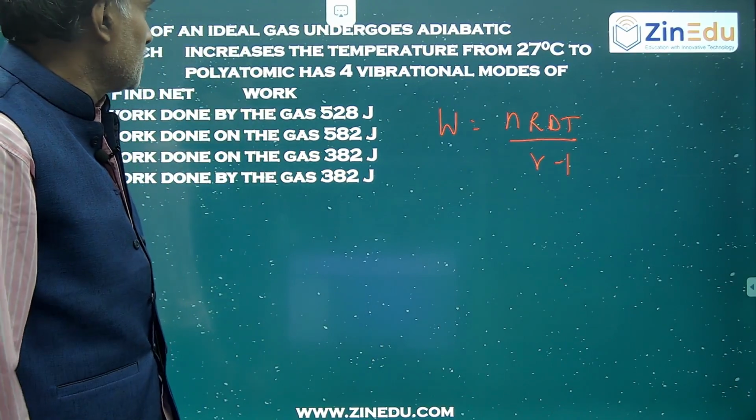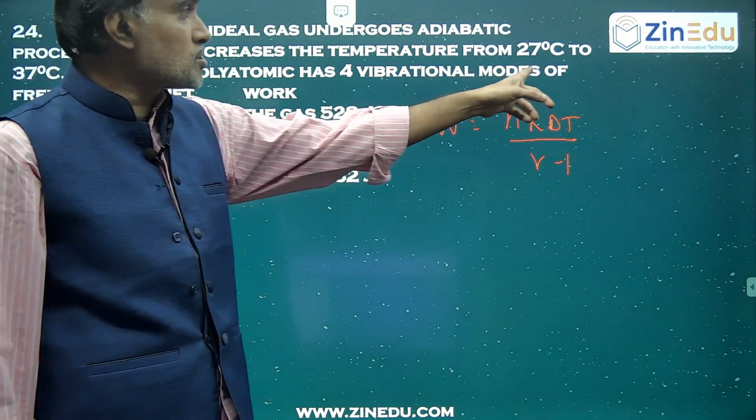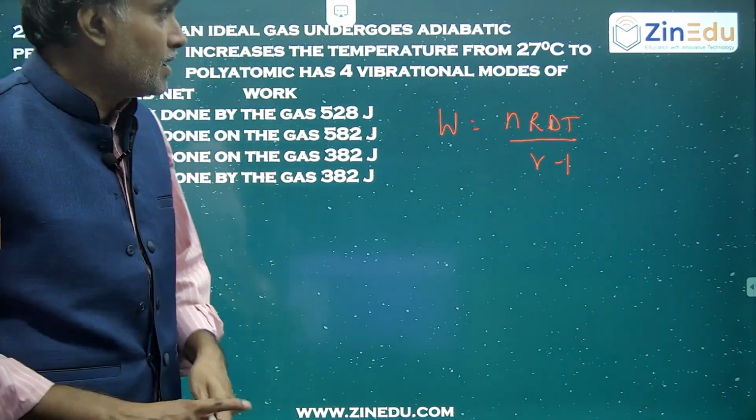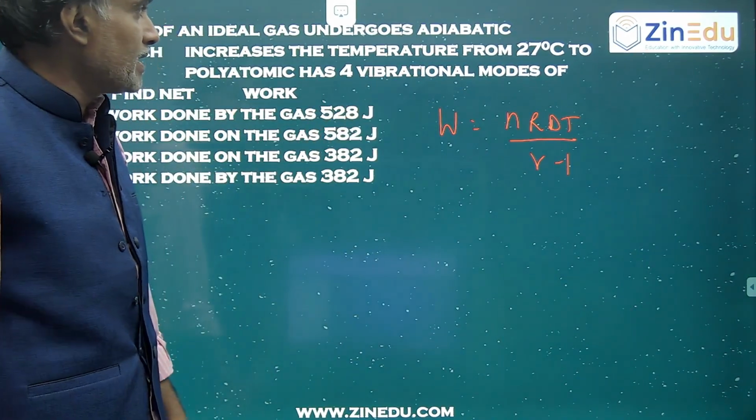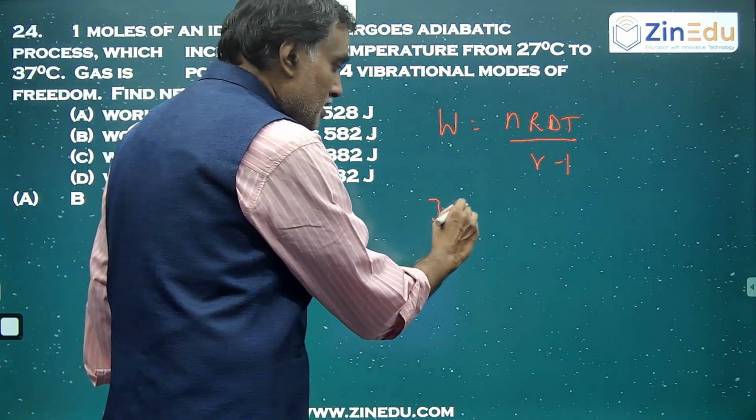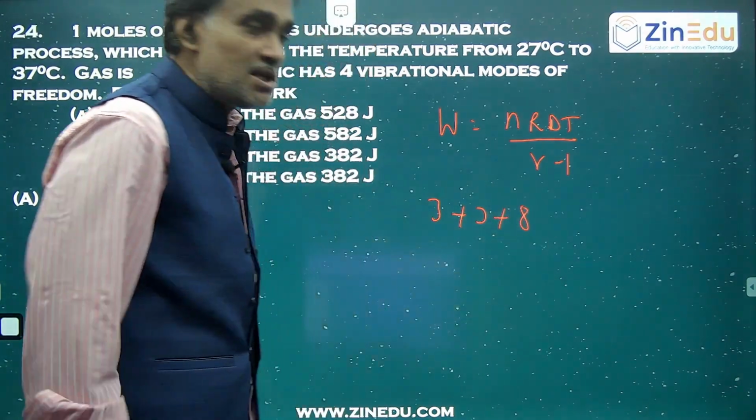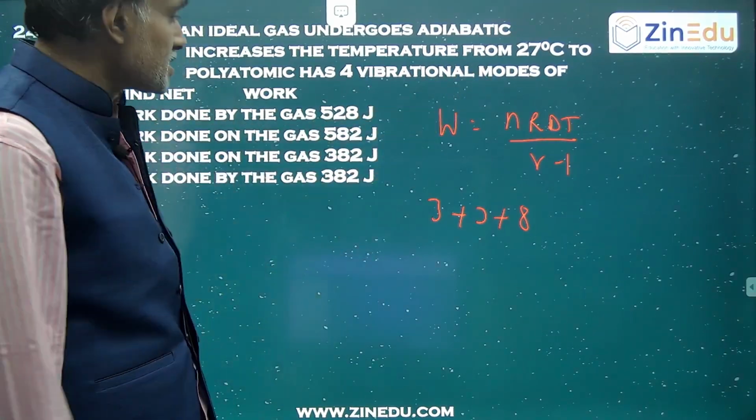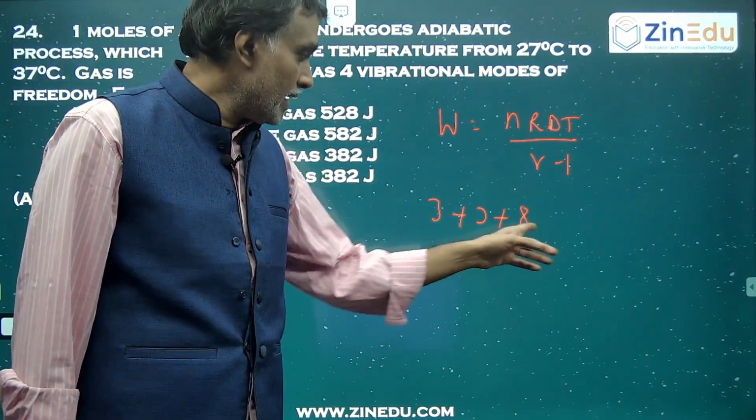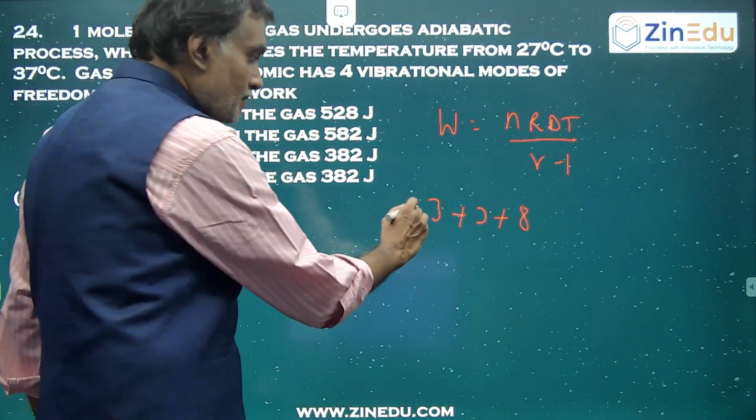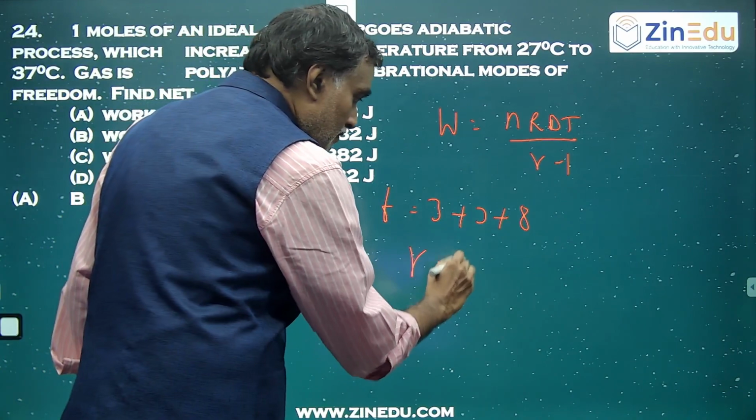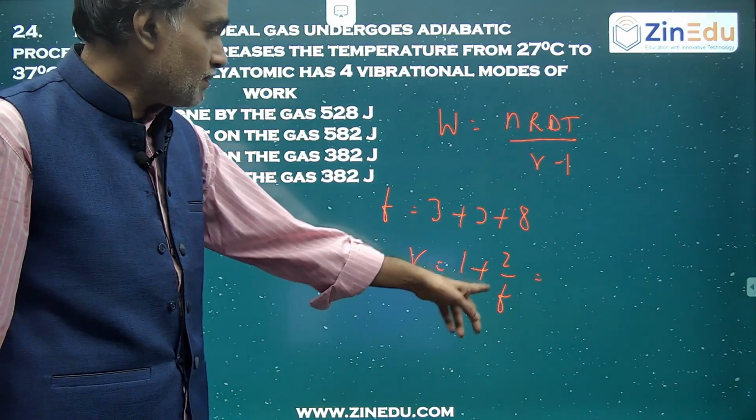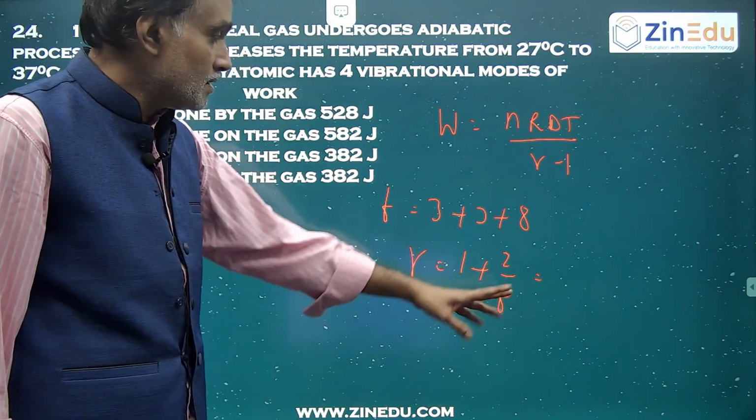How do you find gamma? The polyatomic gas has 4 vibrational modes of freedom. Each vibrational mode has 2 energy terms, one potential energy and one kinetic energy. So how many degrees of freedom? Translational 3, rotational 3, vibrational 8. 4 vibrations, 8 degrees of freedom. Plus 6, 14 I will get. So degrees of freedom are 14.